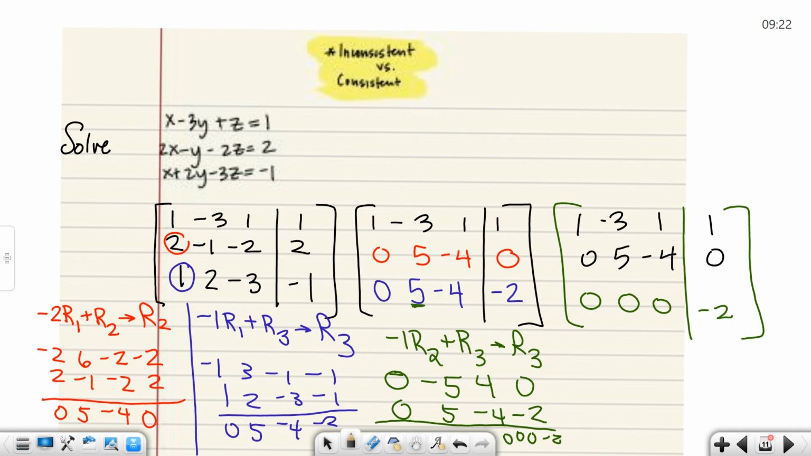Okay, so that's how the matrix is going to simplify. If I read across the bottom, it says 0x plus 0y plus 0z, which would all be 0, right? Equals -2. Well, when does 0 equal -2? Never. And so it's a no solution.